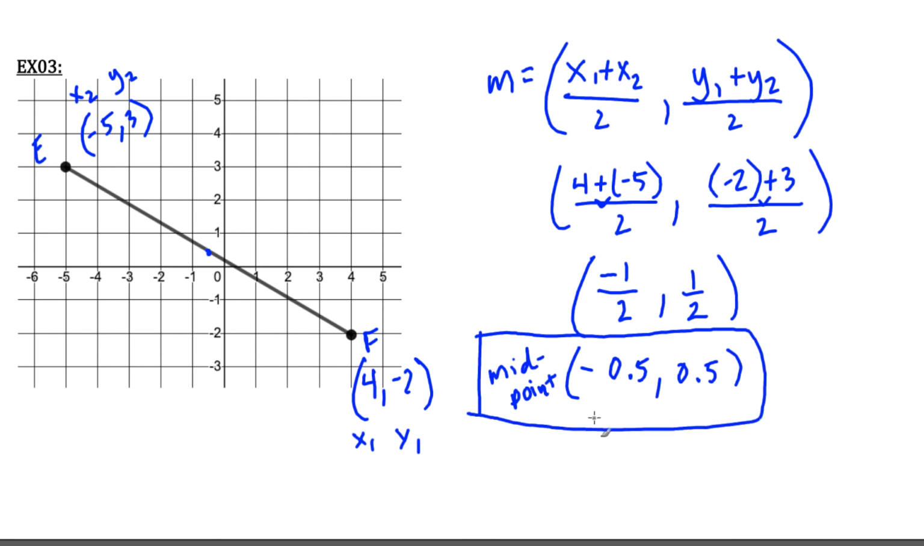Let's see if it makes sense. I should have done that before I boxed it. Negative 0.5 and 0.5. Okay, cool. You could also leave it in fraction form if you want. Just make sure that if it has a graph, you put it on there.